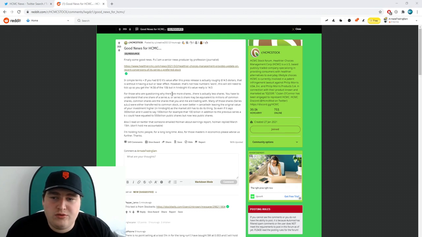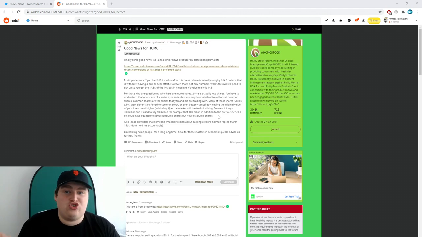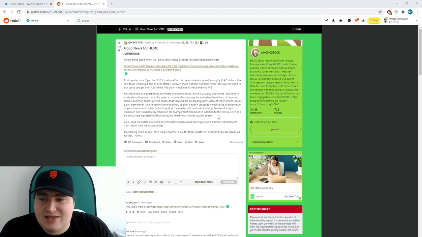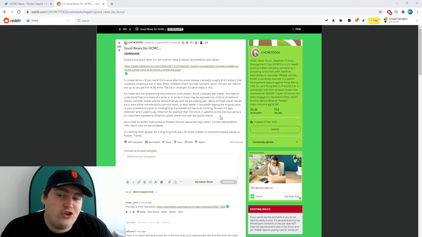For those who are questioning why there are more shares, there are actually fewer shares. You have to understand that one share of a Series A or Series B share may be equivalent to millions of common shares. Common shares are the shares that you and me, us retail investors, are actually trading with currently. Many of those shares, Series A, B, C, were either transferred to common stock or, even better, cancelled, leaving the original value of your investment higher. As the market still has to do its thing, even if it says 300 billion and it used to say 100 billion, for example, that 100 billion in addition to the previous Series A, B, C could have equated to 550 billion public shares, but now fewer public shares.